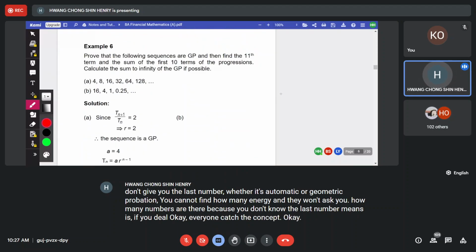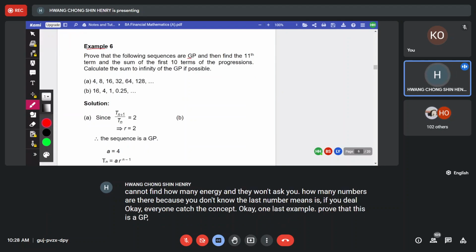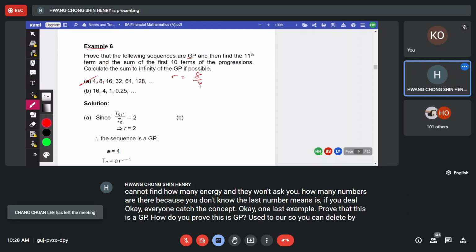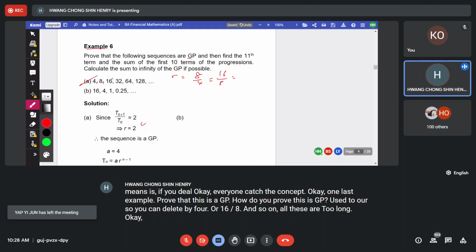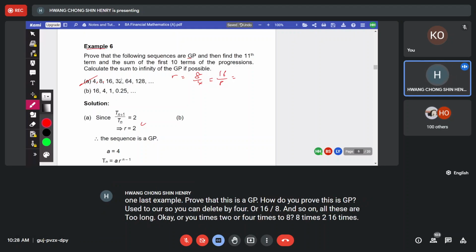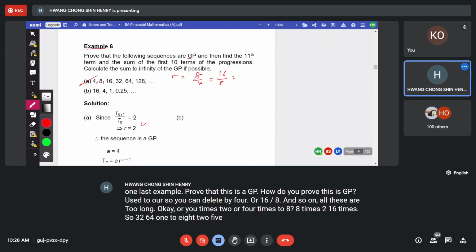Okay, one last example. Prove that this is a GP. How do we prove this is a GP? Use the R. So you can take 8 divided by 4 or 16 divided by 8 and so on. All these are 2. Or 4 times 2 is 8, 8 times 2 is 16, 16 times 2 is 32, 64, 128, 256 and so on. So all the ratios are the same, then that is a GP.